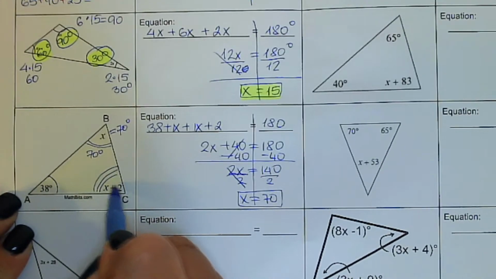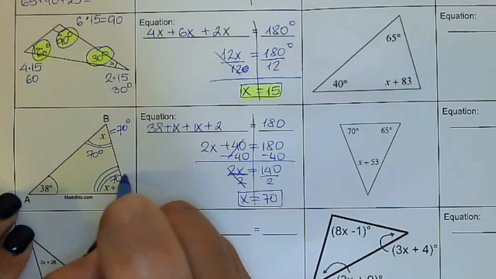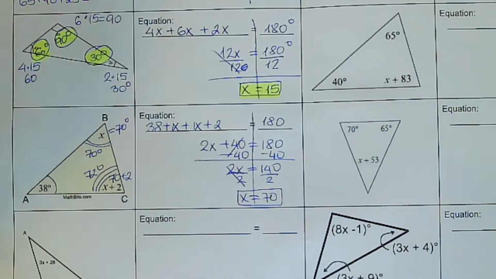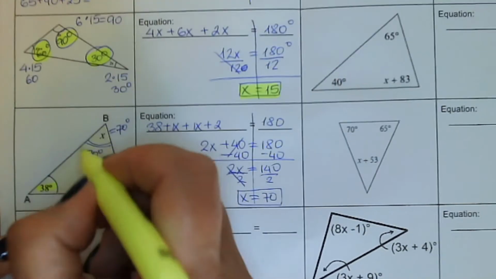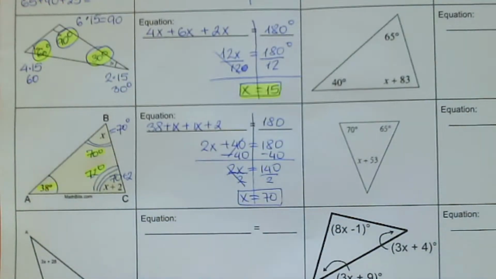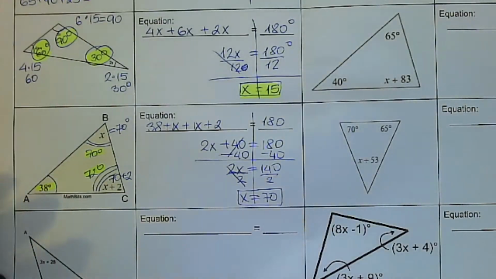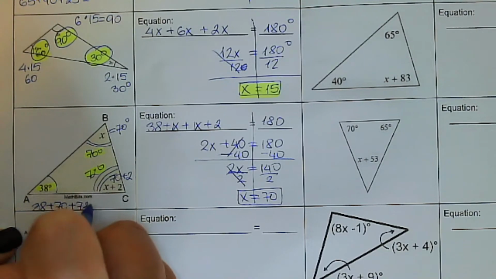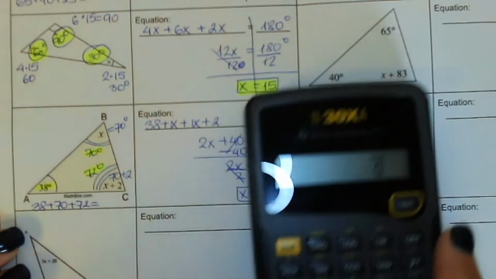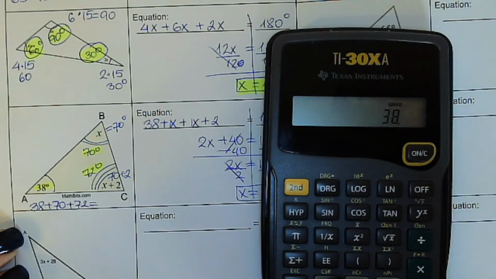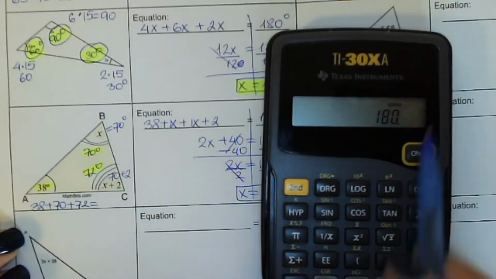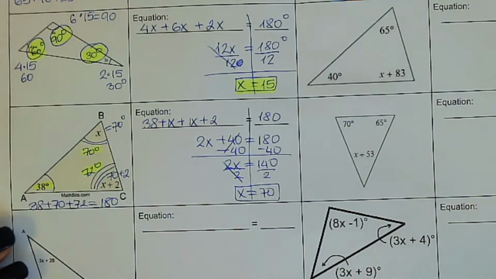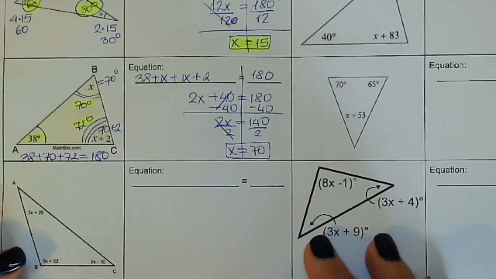Here we have x plus 2, which will be 70 plus 2, which is 72 degrees. So now the three angles, 38 and 70 and 72, have to add up to 180 degrees. Let's check that. 38 plus 70 plus 72. It's exactly 180. The work is done and done correctly because the angles add up to 180 degrees.